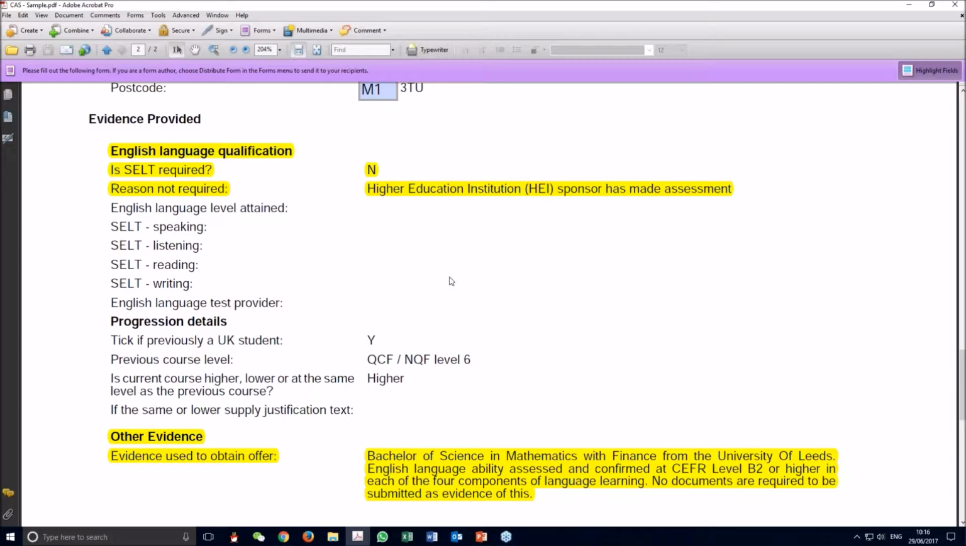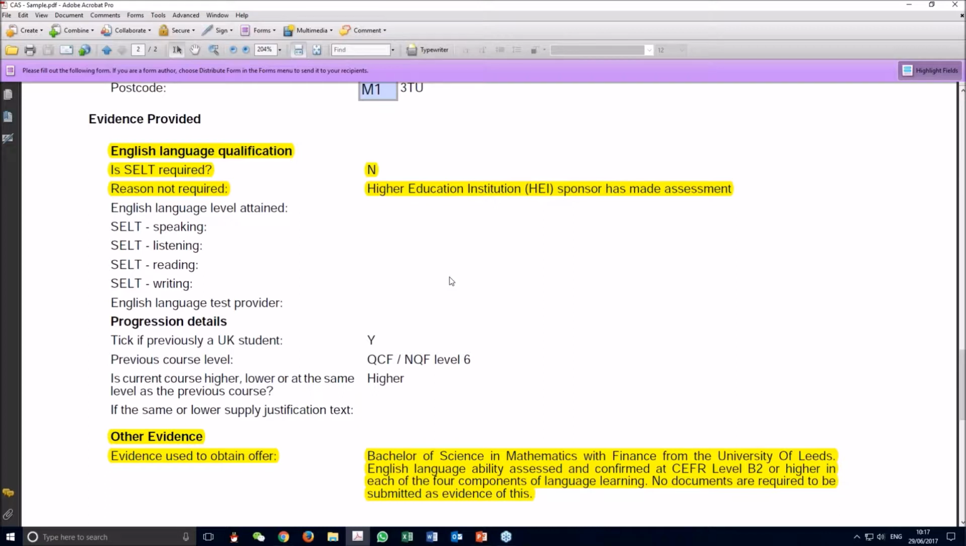Why? Simply because there is a rule about this. If the student is studying a degree course, or degree level of the course with a UK university, the university has the power to decide how to assess the student's English language ability. So it doesn't have to be assessed by IELTS.